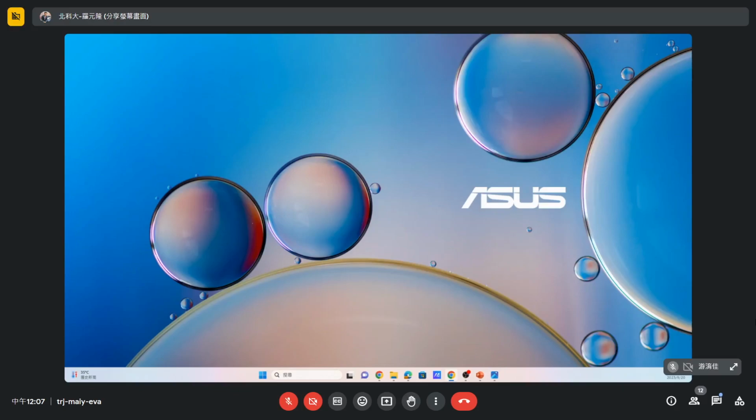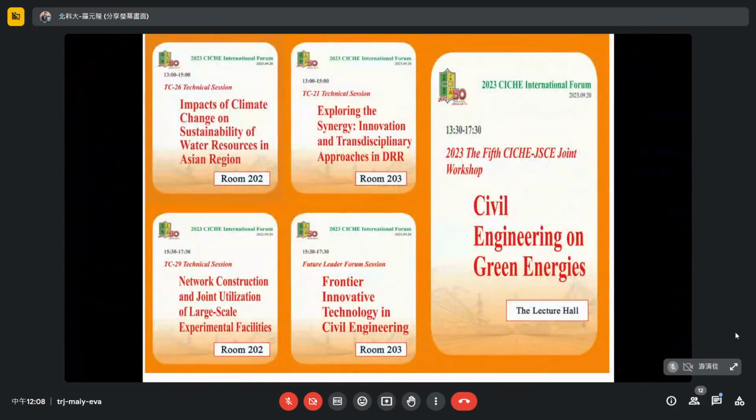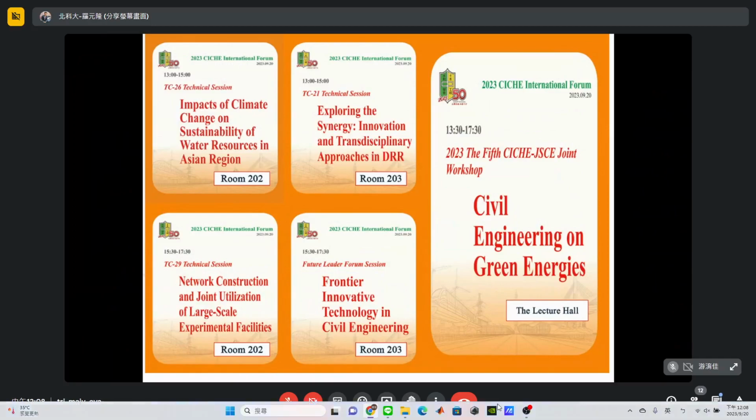You can have lunch here, but after lunch, please assist us. When it is your turn, please sort your trash and boxes, and also any leftovers. There are 3 boxes there. Please return items to the right box based on what you finished. That's my announcement. This afternoon we have 3 parallel sessions. This session here is the CICHE and JICE joint workshop, and we are talking about green energy technologies in this room. And there are another 4 sessions.